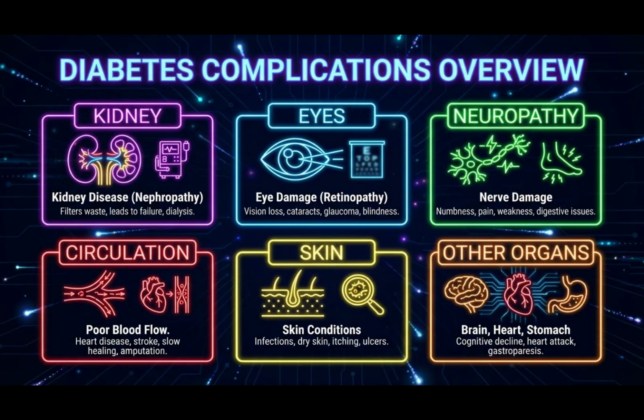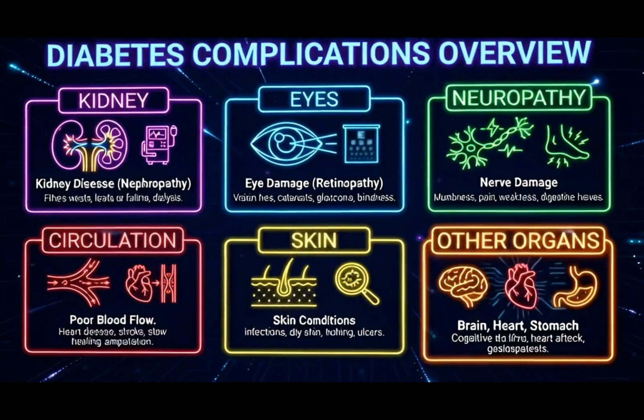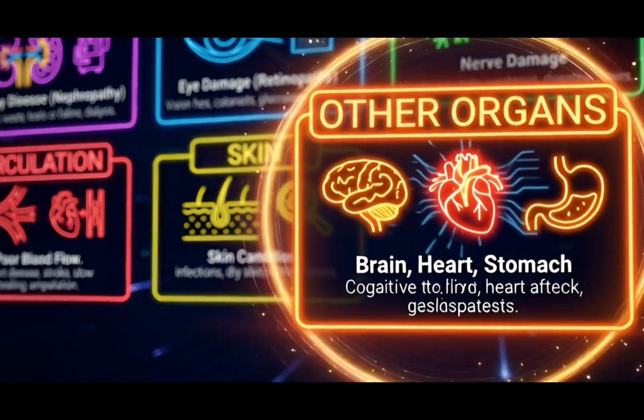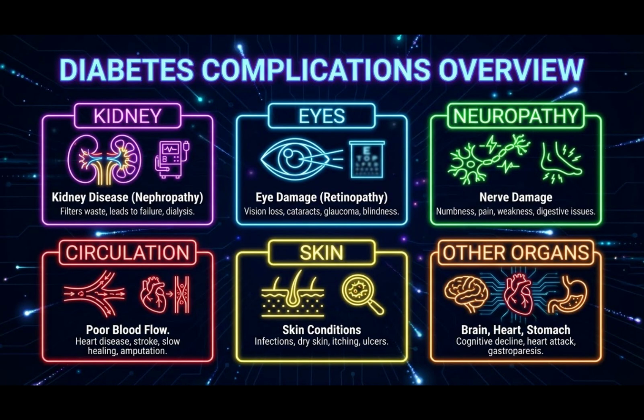And finally, other organs can also be affected: the brain, heart, and stomach. Patients may experience cognitive decline, heart attacks, or gastroparesis. Together, these complications highlight why accurate diabetes coding is so important. It reflects the true severity of the patient's condition.